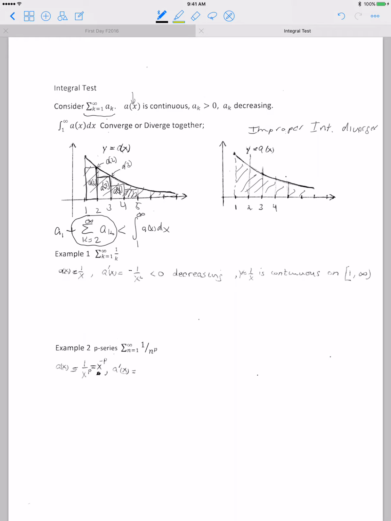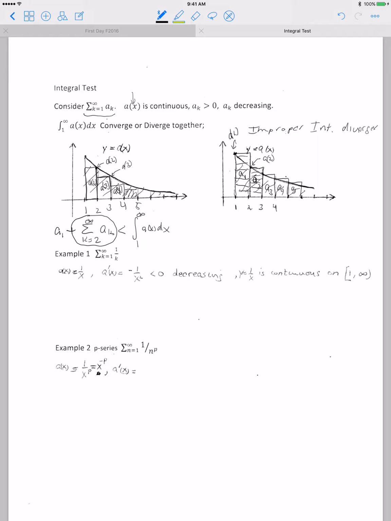Now I'm going to sketch some areas using rectangles. If I project up here to the graph, that's a1, and then sketch the rectangle, the area of that rectangle is a1. Here I project up to the graph, this height is a2. I sketch a rectangle, has width 1, so the area of that rectangle is a2. And I continue to do this, and all these rectangles lie above the curve because once again we're assuming the curve is decreasing.